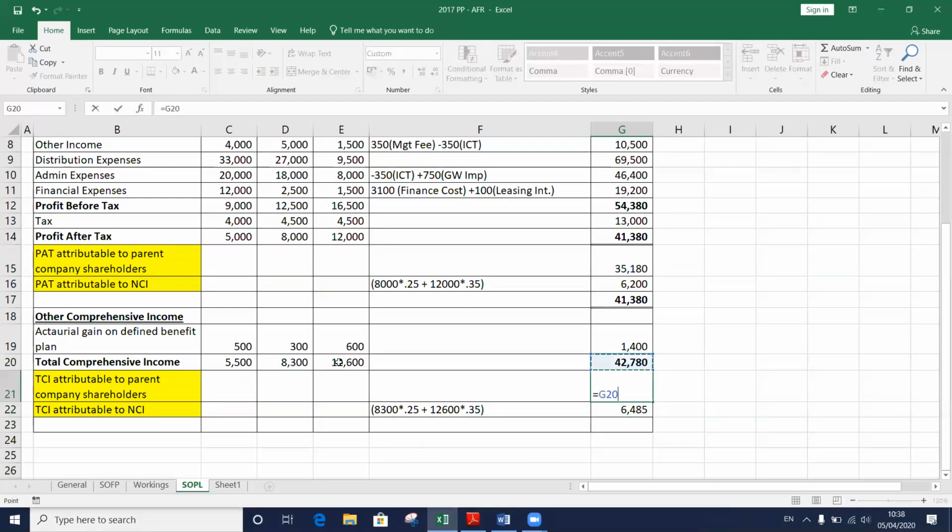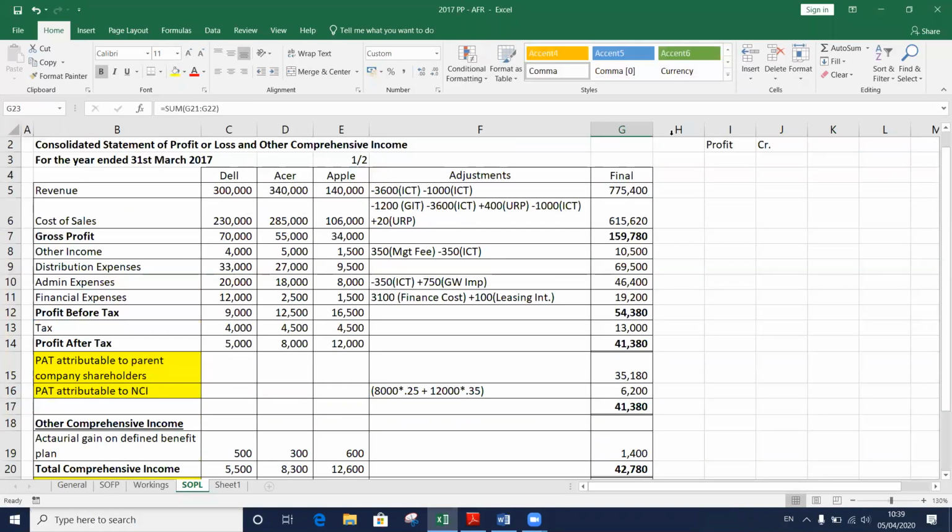The NCI share is 6,485. It means the total comprehensive income attributable to parent company shareholders should be 36,295. Okay, so the total is 42,780, right? So this is how we prepare the consolidated statement of profit or loss and other comprehensive income.